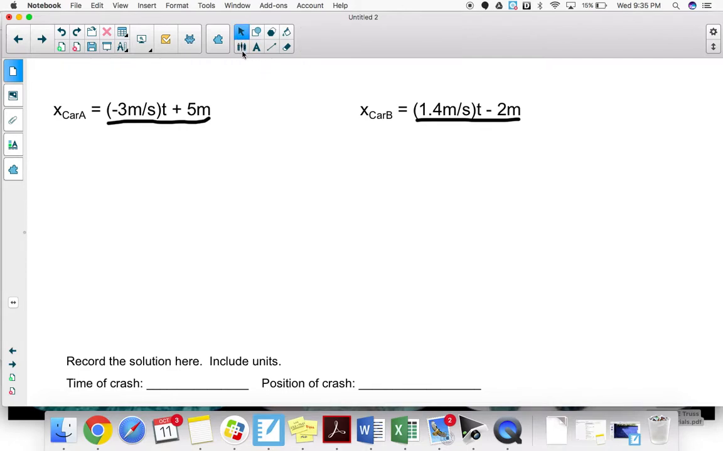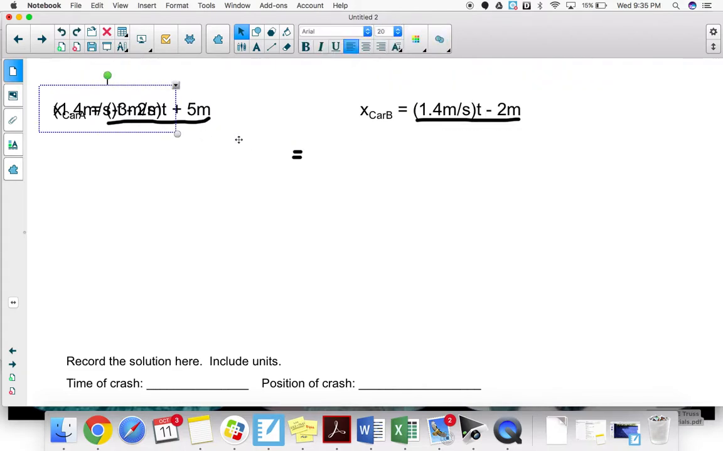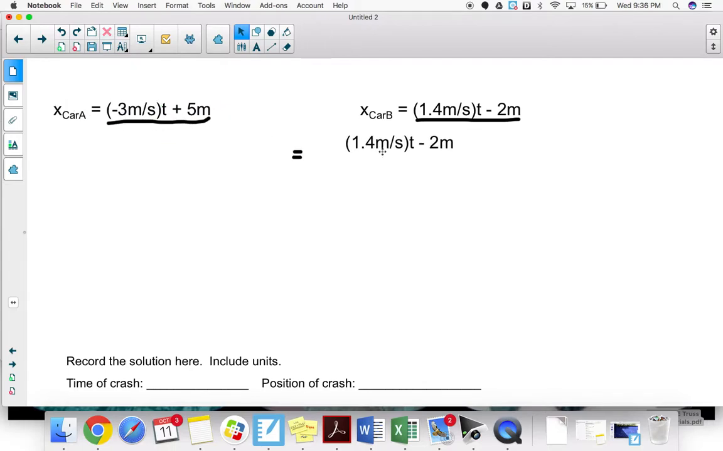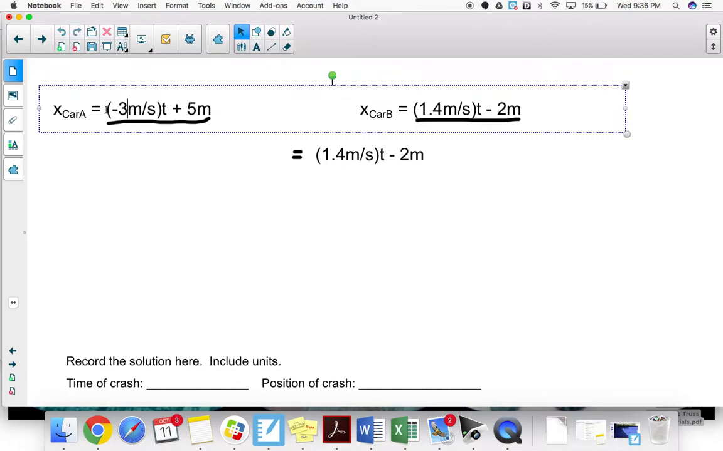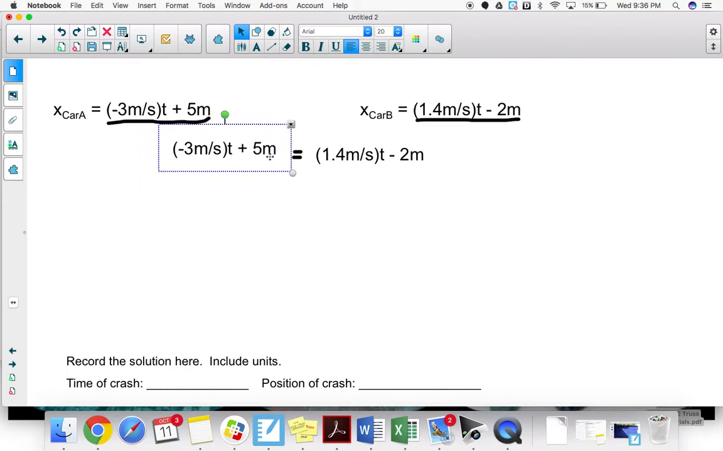So I'm just going to put an equal sign in the middle, and we're going to take each of those values. I'm just going to copy and paste, and then we're going to put one of them on each side of the equation. So I'm going to put my 1.4 meters a second times time, take away 2 meters on one side, and then the other expression is going to go on the other side. So we're just setting those equal.